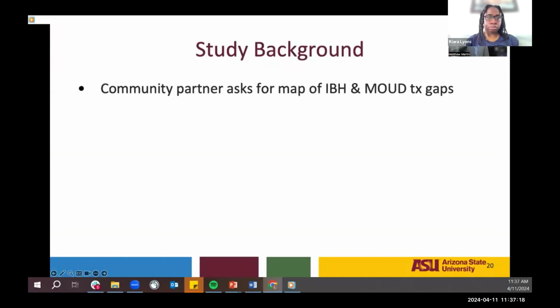Okay, so this project started after a community partner asked for a map of the locations of prescribers of MOUD. That stands for Medications for Opioid Use Disorder. That's the gold standard for treating opioid use disorder. That includes things like methadone, buprenorphine.